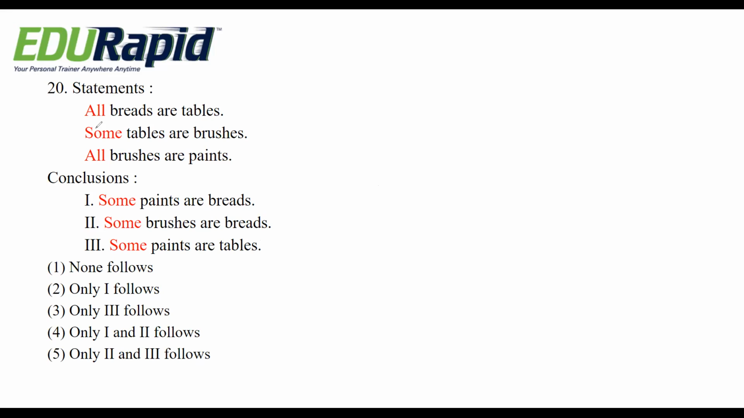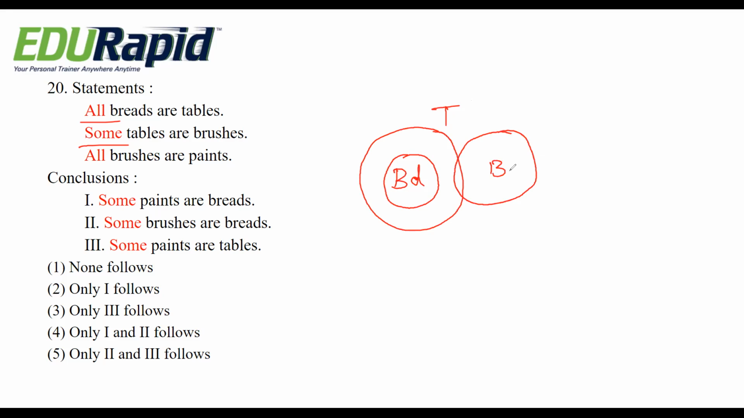Venn diagram for this. All breads are tables. I'll write down all breads, that is BD. All breads are tables. Some tables are brushes. For brushes, I'll write down BR. All brushes are paints. Coming to the conclusion, some paints are breads.